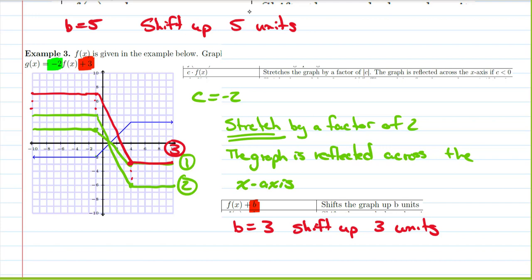And that gives us our final graph. So that last one in red represents what our graph g of x would look like. And we obtain that by reflecting our graph across the x-axis, stretching it by a factor of 2, and then we shifted the entire picture up 3 units. So this is just us acting out what we were identifying in the previous problems.